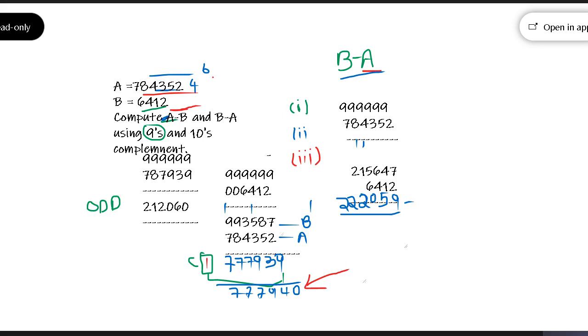So you subtract everything from all 9s: 9, 9, 9, 9, and 9. So you get it as 0, 4, 9 and 3/7. Got it, guys?